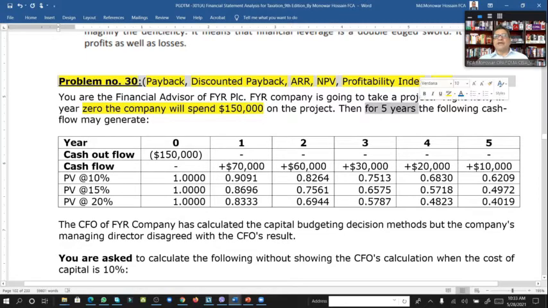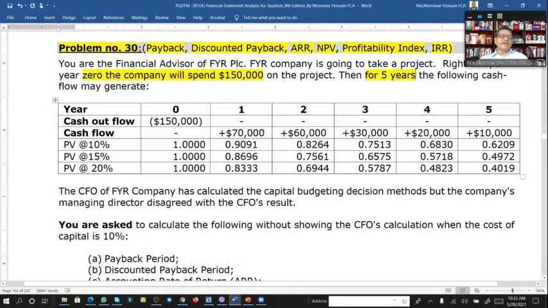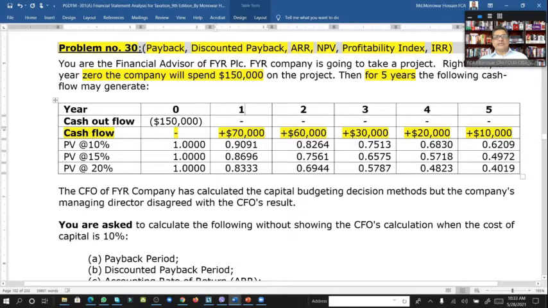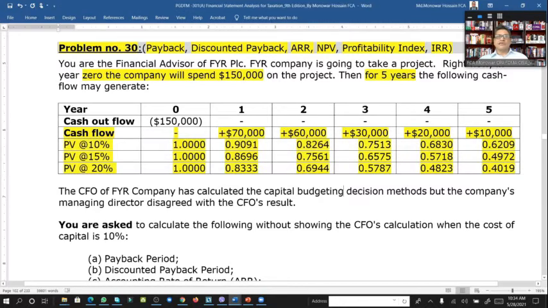The project's life is 5 years. So here is the cash inflow: how much money will come through the project in the 5 years. In year 1, 70,000; year 2, 60,000; year 3, 30,000; year 4, 20,000; and year 5, 10,000. So this is the cash inflow. And the PV factors are included here, because you do not need to go to the sheet to find the present value.